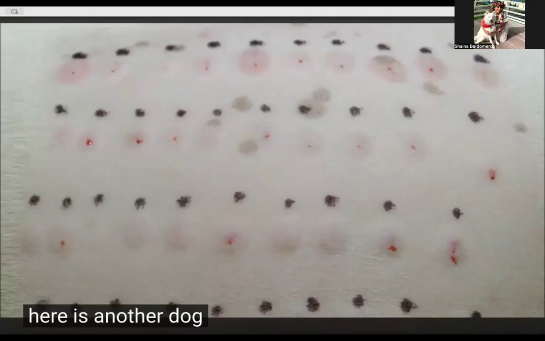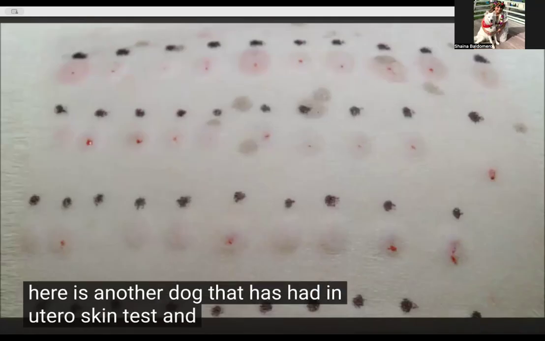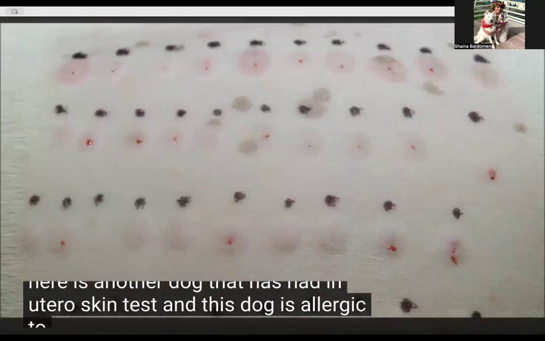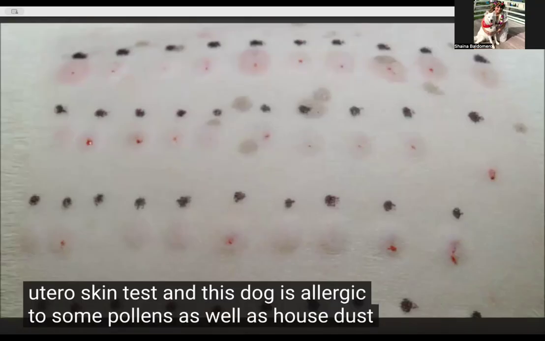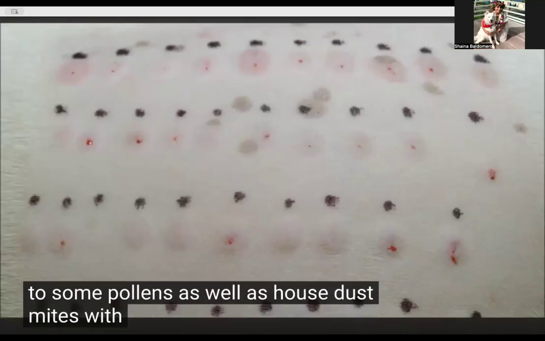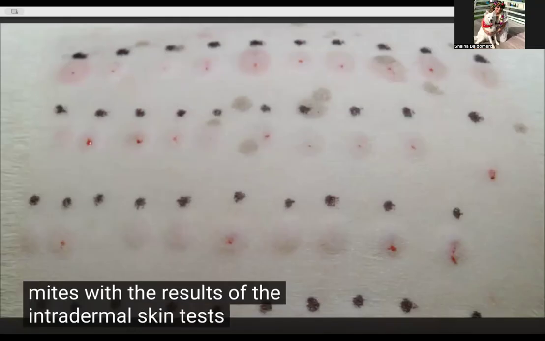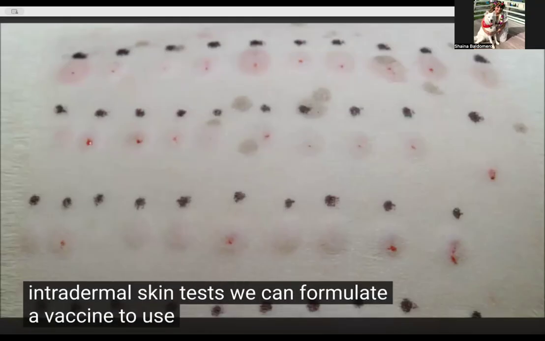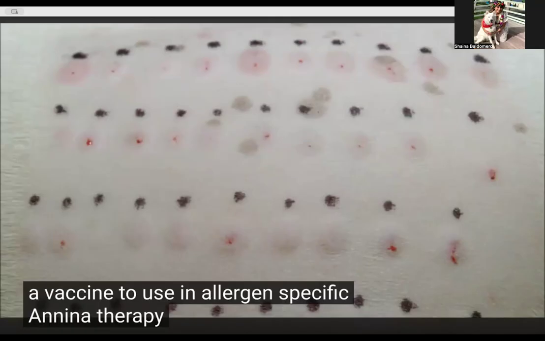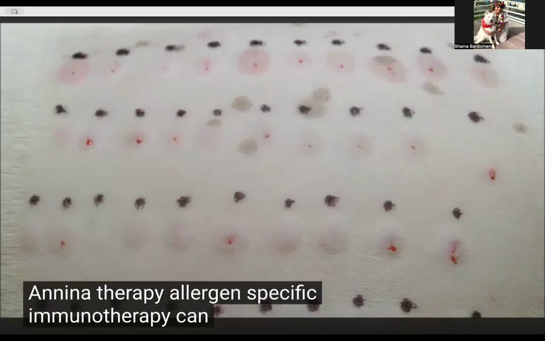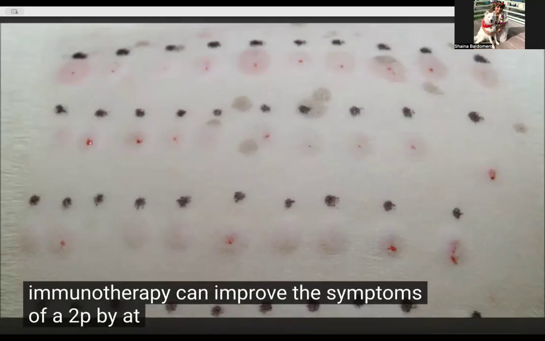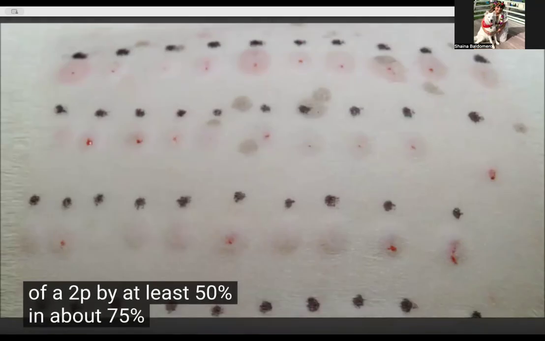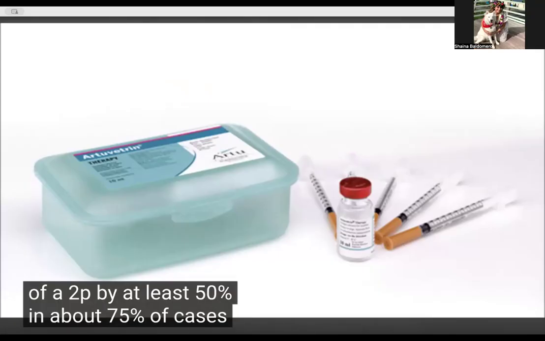Here is another dog that has had an intradermal skin test, and this dog is allergic to some pollens as well as house dust mites. With the results of the intradermal skin test, we can formulate a vaccine to use in allergen-specific immunotherapy. Allergen-specific immunotherapy can improve the symptoms of atopy by at least 50% in about 75% of cases.